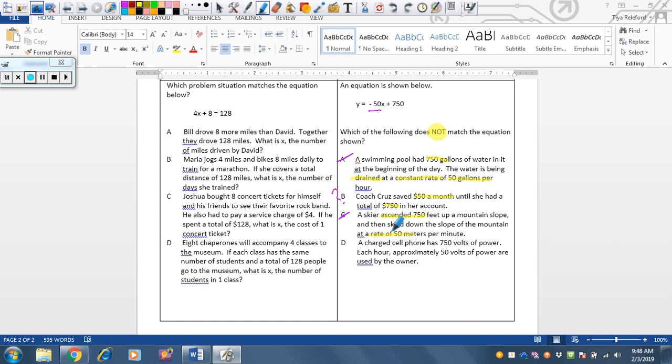D says a charged cell phone has 750 volts of power. So that's a positive 750. Each hour, approximately 50 volts of power are used. So if they're being used, they're being taken away. So that's a negative. So I have a positive 750 and a negative 50 volts for each hour. I think that one's correct too. I don't think you can circle D either. I think you know what your answer is.